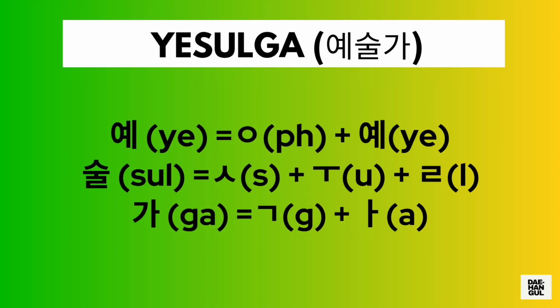How do we write 예술가 in Hangul? This is composed of 3 syllables. For the first syllable ye, we need to draw first a no sound iyang followed by the ye character itself.